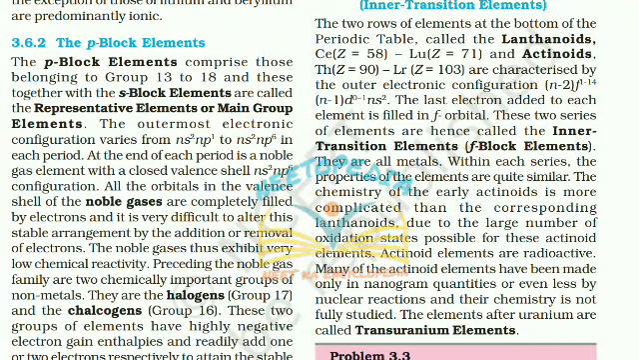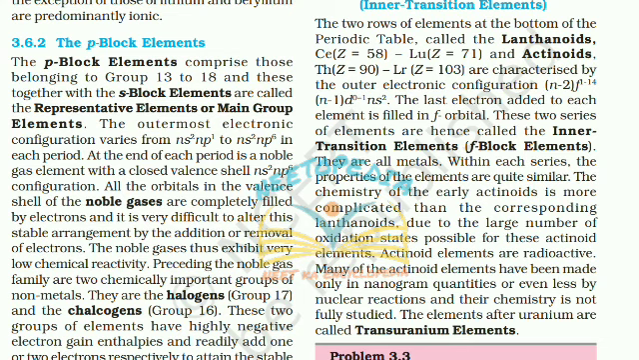3.6.2 The p-block elements. The p-block elements comprise those belonging to groups 13 to 18, and these together with the s-block are called the representative elements or main group elements. The outermost electronic configuration varies from ns2np1 to ns2np6 in each period. At the end of each period is a noble gas element with a closed valence shell ns2np6 configuration.